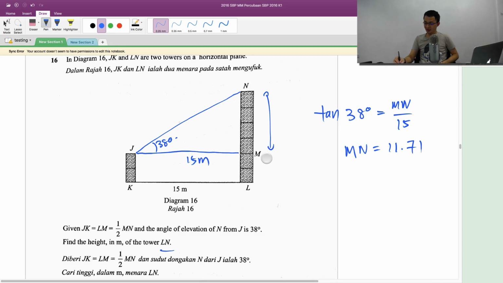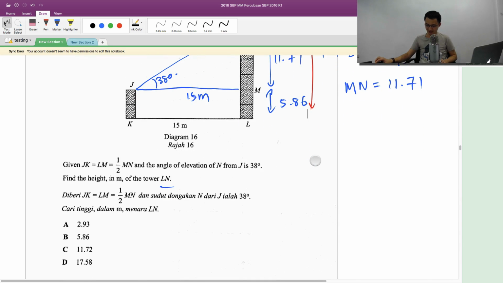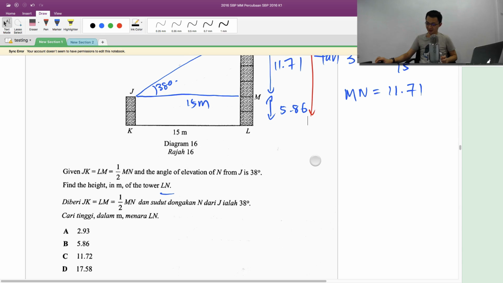Since the question tells me this one over here is half of MN, I will just divide by 2 for this one, so from M to L should be 5.86. This one is 11.71. So now if you ask for total, you basically plus 11.71. You should be able to get 17.56. Actually it's 5.8. I guess it's some round off issue.